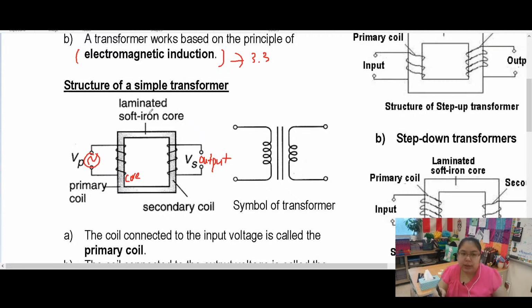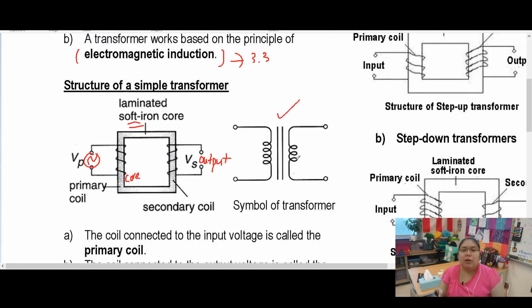Another one, we're using the soft iron core, everybody knows. The reason for the soft iron core is that it is easy to magnetize and demagnetize. This one later we learn in more detail for the AC part.